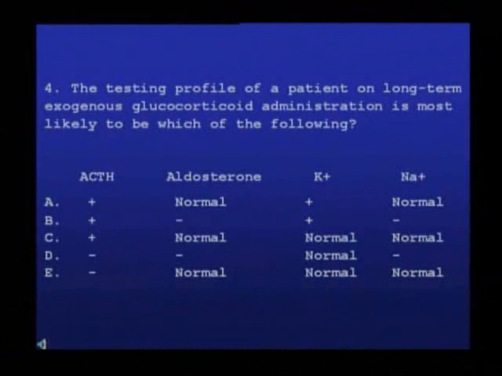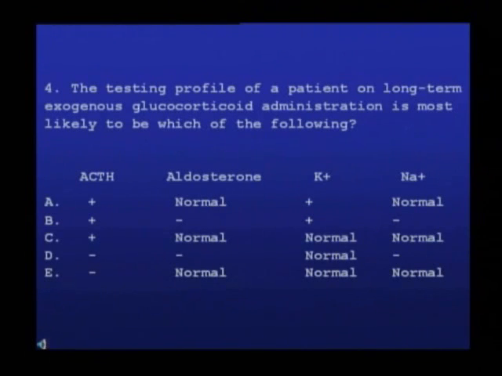Question number 4. The testing profile of a patient on long-term exogenous glucocorticoid administration is most likely to be which of the following? The answers provide profiles of 4 blood chemistry variables: ACTH, aldosterone, potassium, and sodium. Plus symbols indicate levels above normal. Minus symbols indicate levels below normal. Begin with the first variable listed, ACTH.